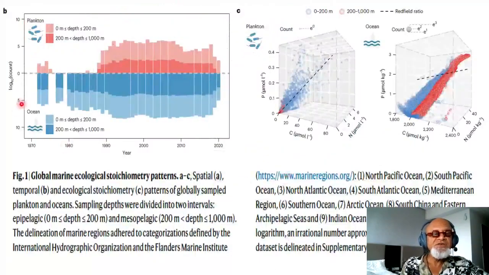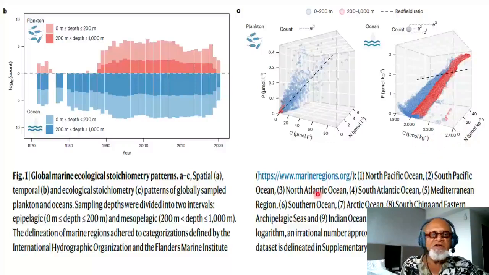Here the coverage has not been uniform over time, but nonetheless you see what is used, and then you look at the ratio 0 to 200 meter, 200 to 1000 meters, and the Redfield ratio. In the plankton, you are looking at phytoplankton in micromoles per liter, and phosphorus and carbon in micromoles per liter. So you have the Redfield ratio here, so there is nitrogen there, and you have oceanic phosphorus, carbon, and nitrogen as well.